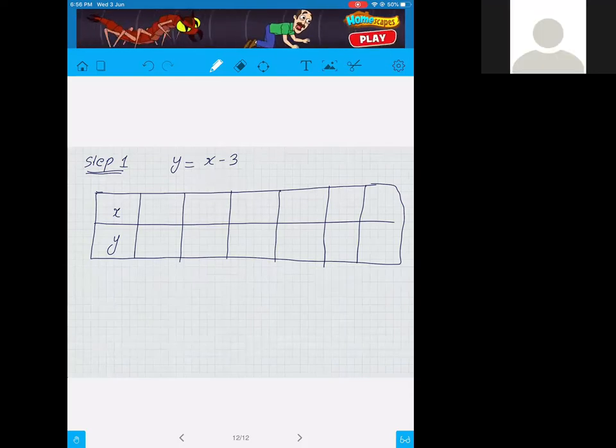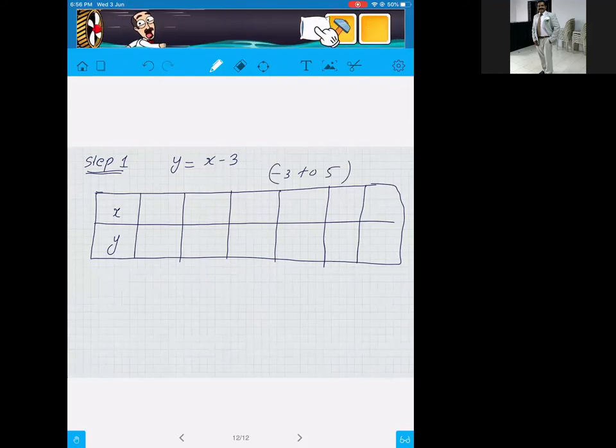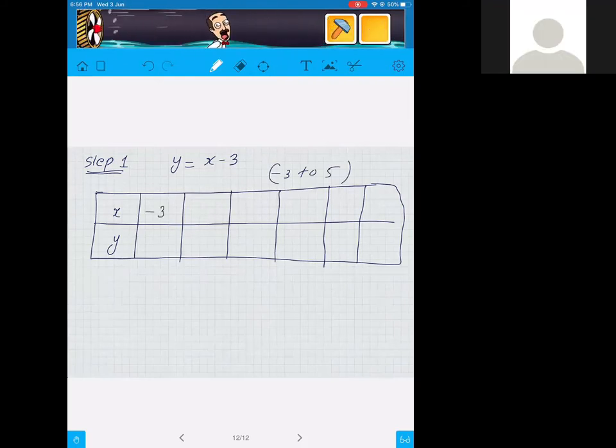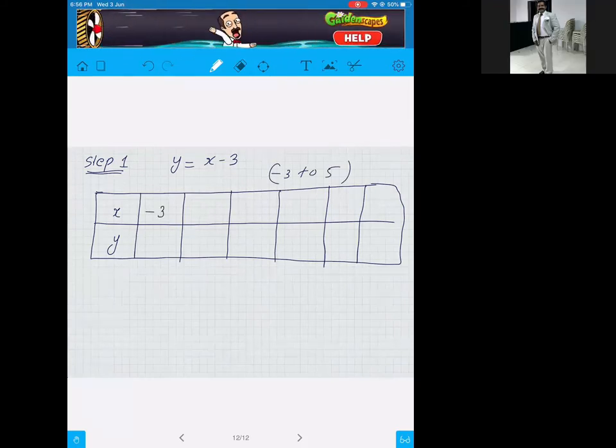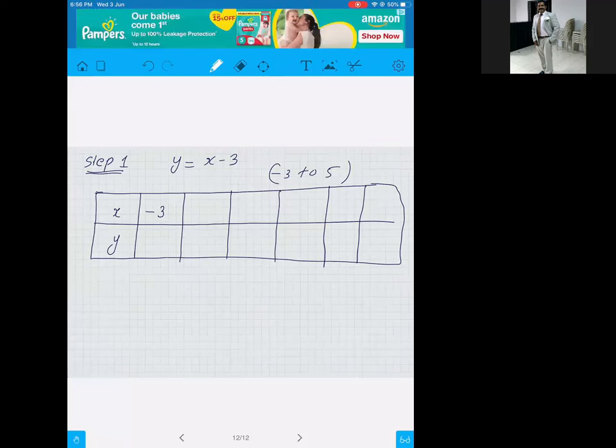So for example, minus 3 to 5. So I would like to take some values of x from minus 3 to 5. So that means we can take any random values. Any value. You can take any value. But obviously, you try to take some values that include some positive values and negative values, including 0. So that to be on the safer side.